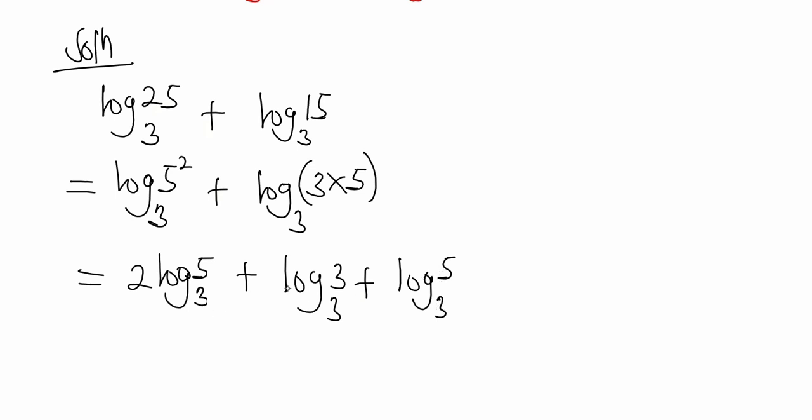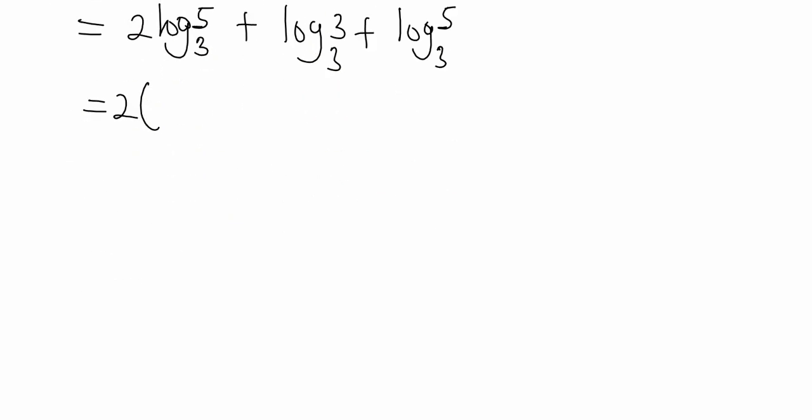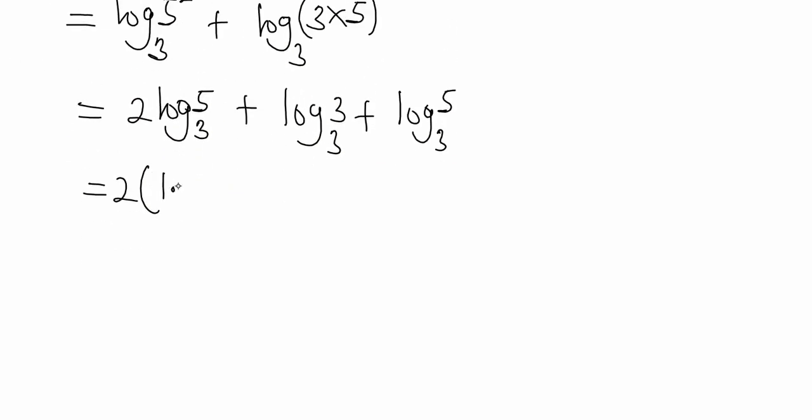So we can further break this down by considering log 3 base 3. That's when we said the logarithm of a number to the same base gives us 1. So we are going to have 2 multiplied by log 5 base 3, whose value was given to us as 1.465. So just do that substitution, and we have 1.465 plus, like we said, the logarithm of a number to the same base gives us 1, so that is 1 here, plus log 5 base 3 was also giving us 1.465.